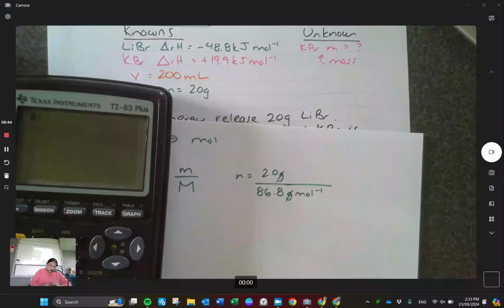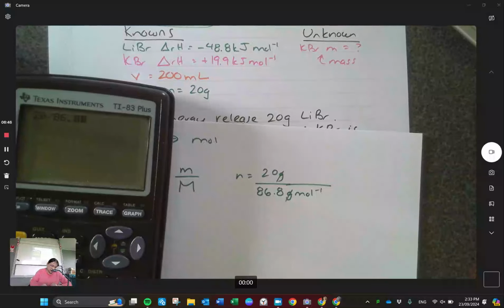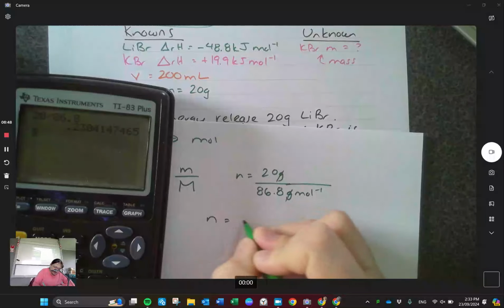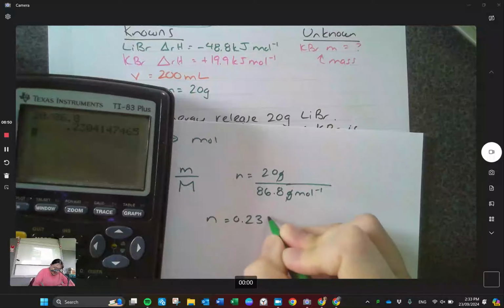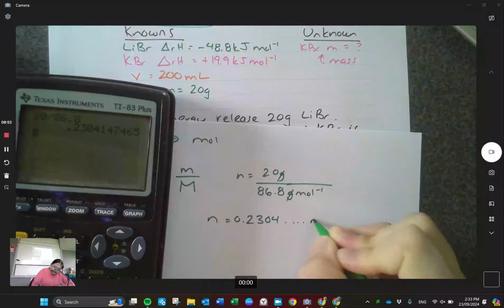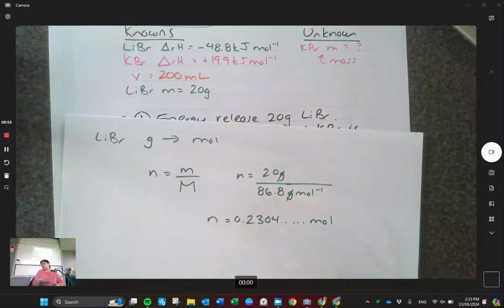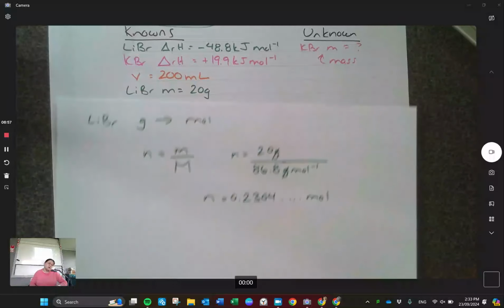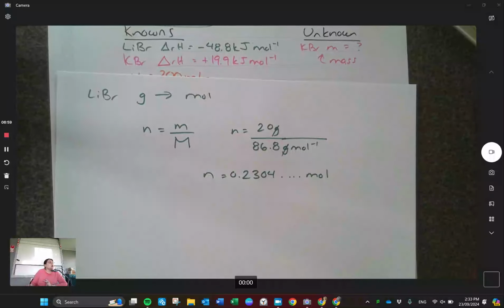So I do 20 divided by 86.8, and I get my n value is 0.2304... moles. I don't like to round until the very end. That's just a habit that I have. Are we okay with that so far? Yes or no? Sort of. Do you want me to backtrack anywhere?